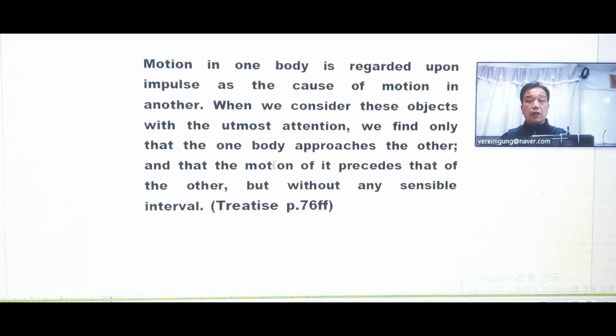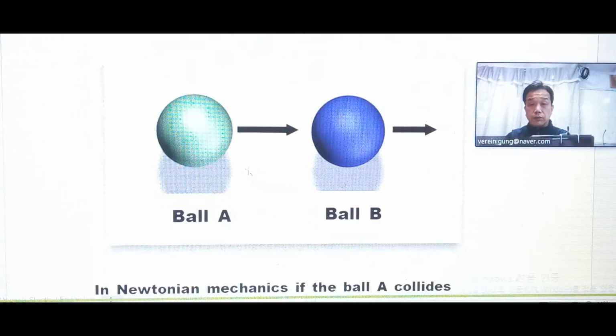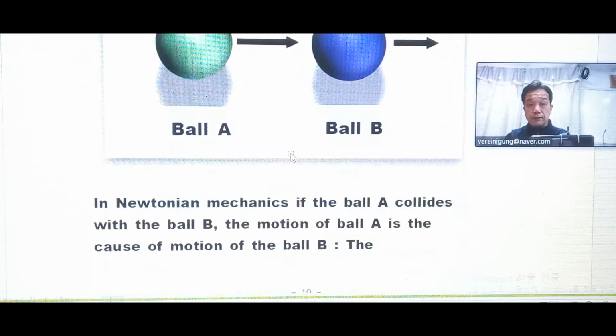Motion in one body is regarded upon impulse as the cause of motion in another. When we consider these objects with the utmost attention, we find only that one body approaches the other and that the motion of it precedes that of the other, but without any sensible interval. Beautiful picture. Ball A, ball B.